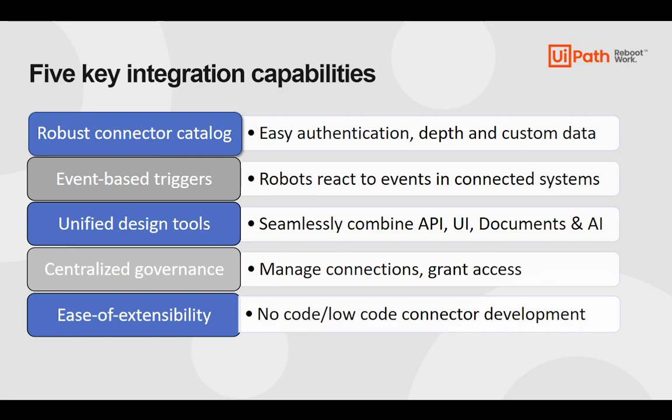So let's move to event-based triggers. Events are the ability to have robots react to changes in data that may be happening in your business systems. So for example, when a new employee is created in Workday, I want to be able to trigger that onboarding robot or that onboarding workflow application.